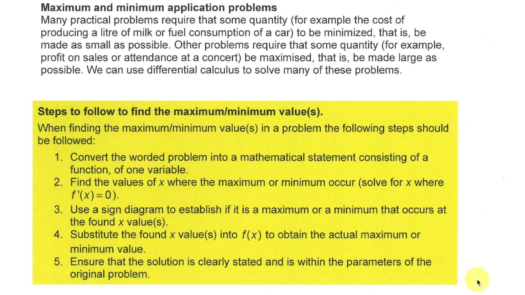And then number 5 is where we apply some logic. Is the solution that we've come up with within the parameters of the original question? Does it make sense? For example, there'll be no point coming up with a moment in time that is in fact negative, because we can't go backwards. In the same way, there's no point coming up with a solution that produces a negative area. We just need to be practical.